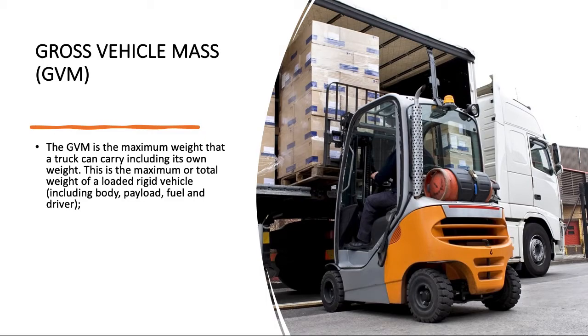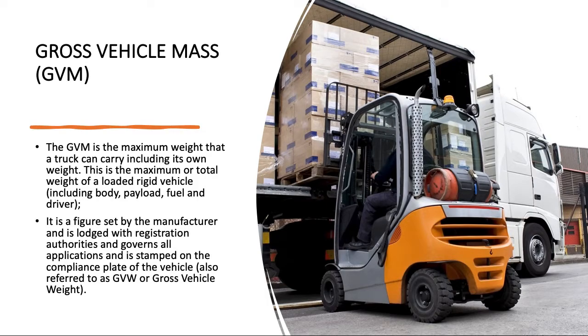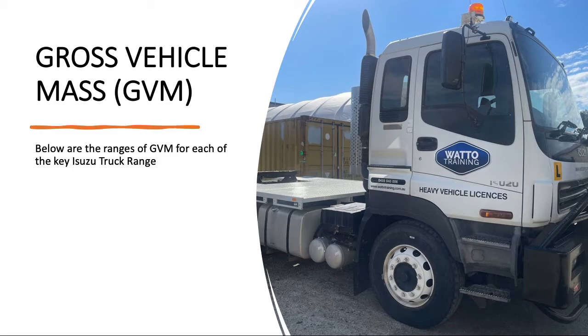The GVM is the maximum weight that a truck can carry, including its own weight. This is the maximum or total weight of a loaded rigid vehicle, including body, payload, fuel, and driver. It is a figure set by the manufacturer and is lodged with registration authorities and governs all applications and is stamped on the compliance plate of the vehicle, also referred to as GVW or gross vehicle weight.